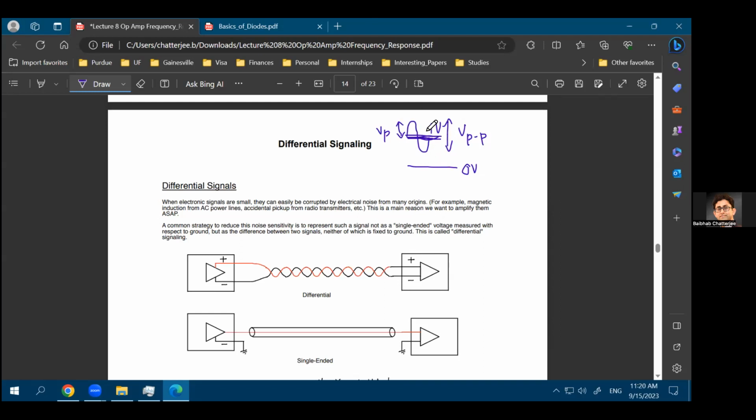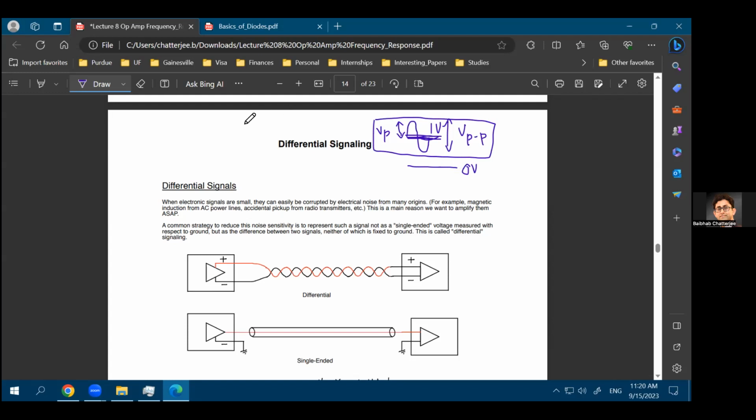So even when you talk about a single sine wave, which in this case will be called single-ended signaling, you're talking about only one signal. But even that one signal is with respect to something, right? And in this case, it is with respect to the ground, whatever reference you have established in the overall circuit.